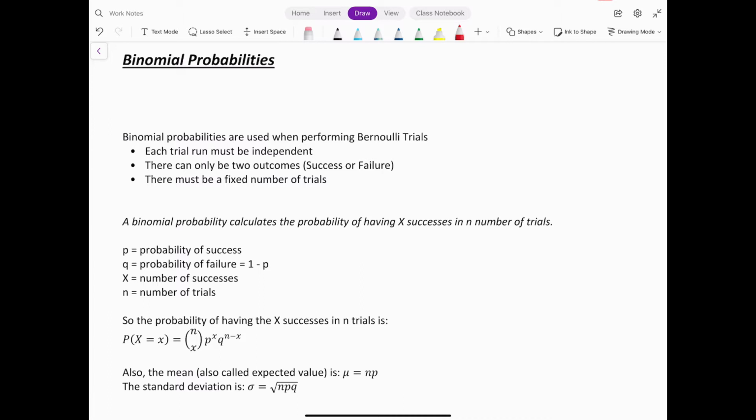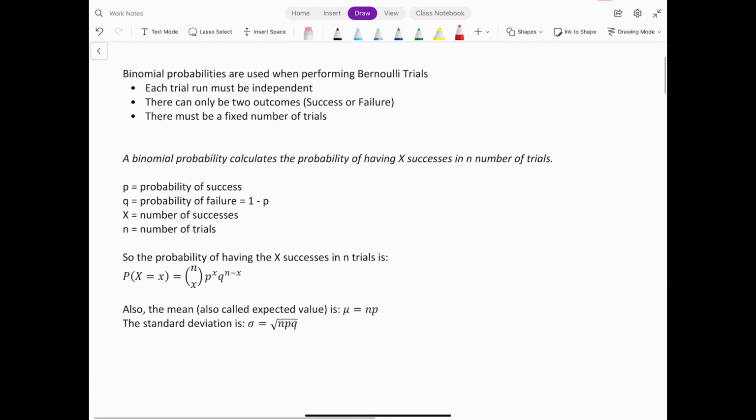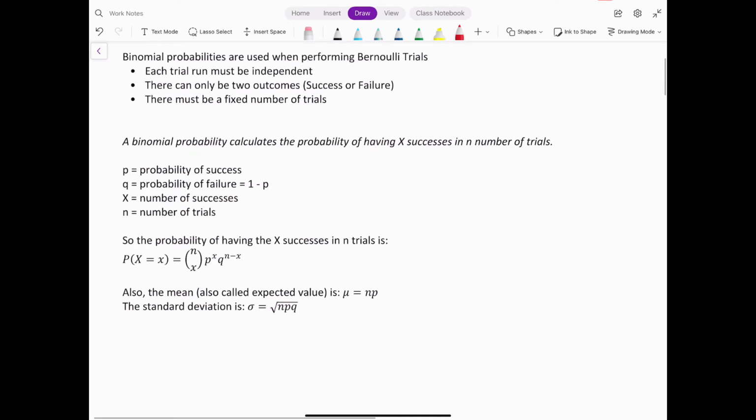Each trial must be independent. There can only be two outcomes, success or failure. And there must be a fixed number of trials that we know beforehand. All right. Some of the notation is going to be very similar to what we did in the geometric video.